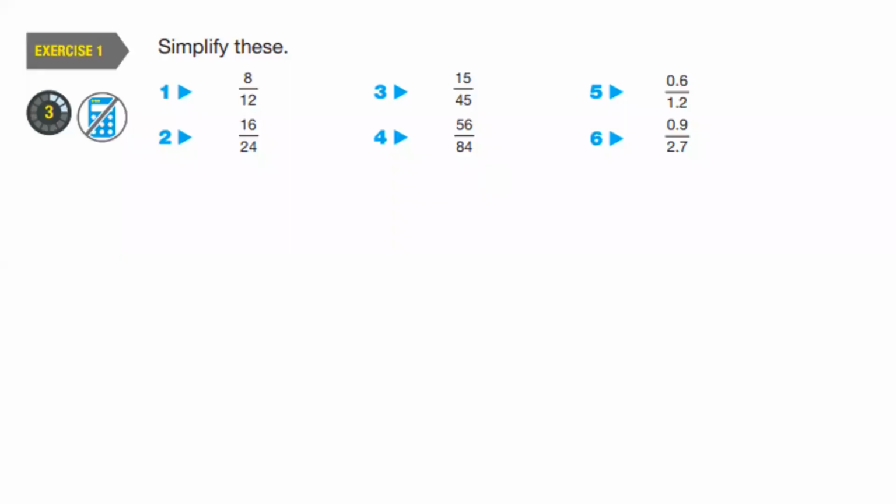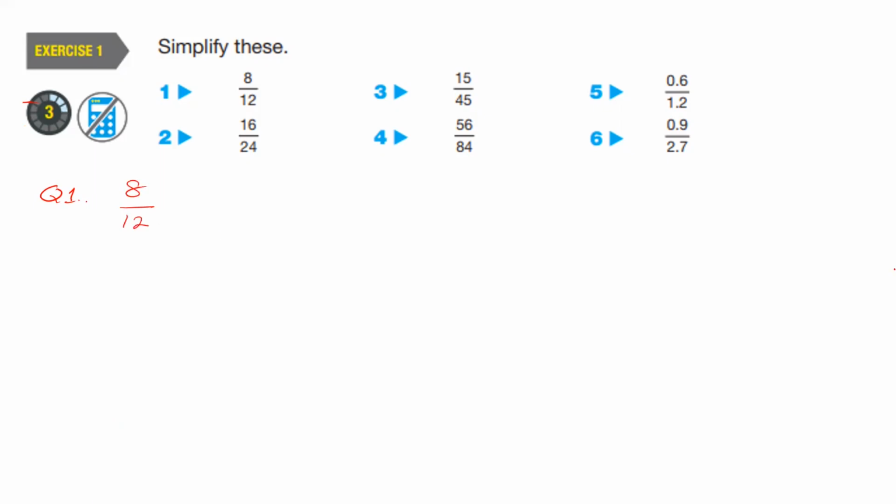This is exercise 1, and we shall simplify the fractions. So here we write the question. Yes, question 1.